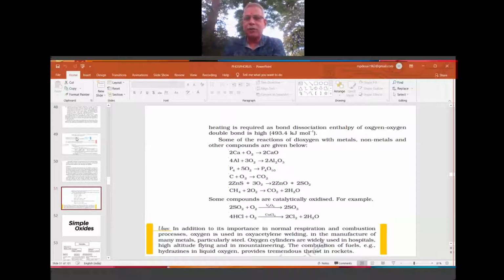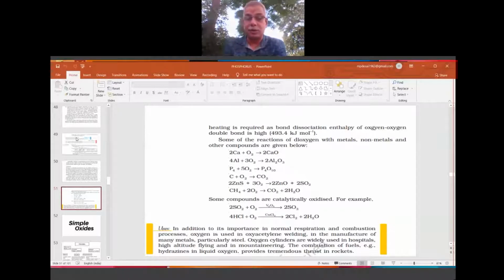It is a general name only: V2O5, P2O5, yes. Phosphorus pentoxide, V2O5, vanadium pentoxide, N2O5, yes, nitrogen pentoxide. So this is vanadium pentoxide, the best catalyst. This reaction we make use of in the preparation of sulfuric acid.